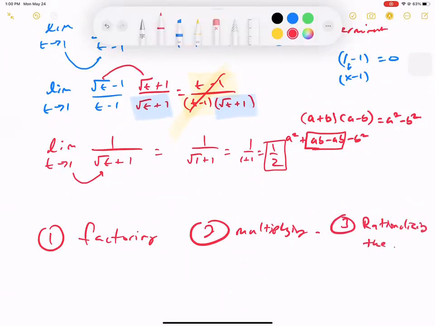Usually we call it rationalizing the denominator. But in this case, it was actually the numerator, right? So we're just rationalizing, okay? We're trying to make that square root into a whole number, which is what we ended up doing. We made that square root into that whole number, rationalizing. Okay, all right, and that's it.